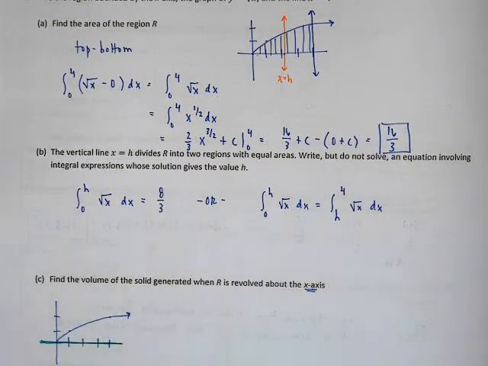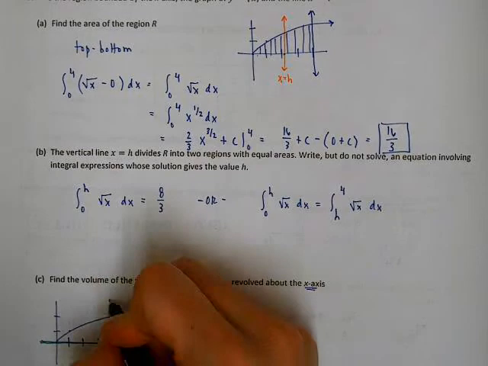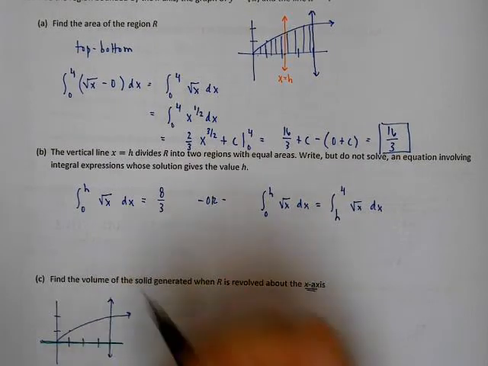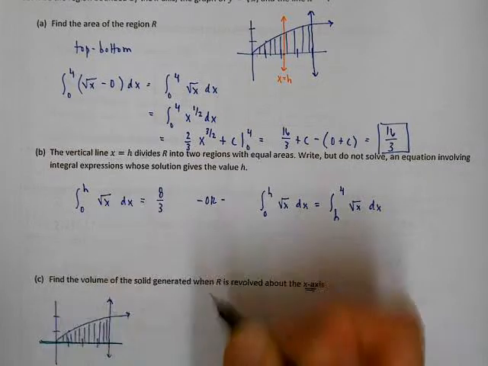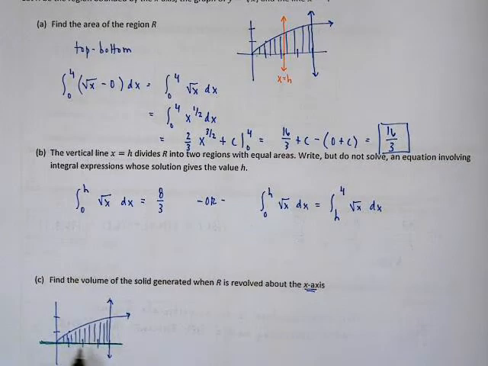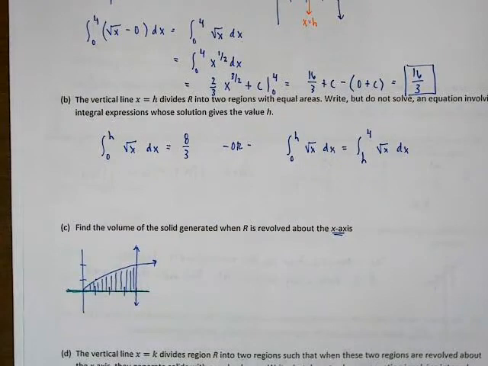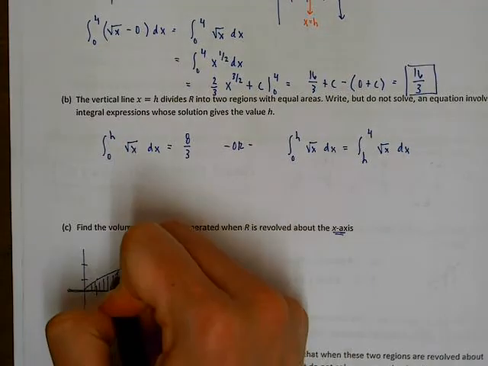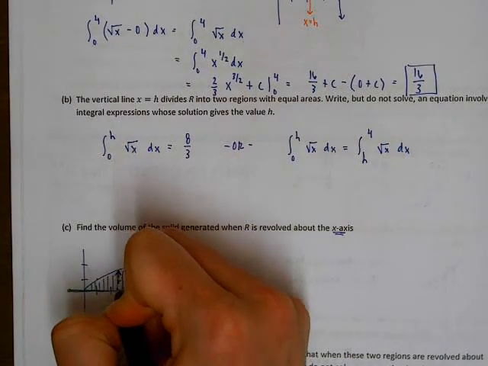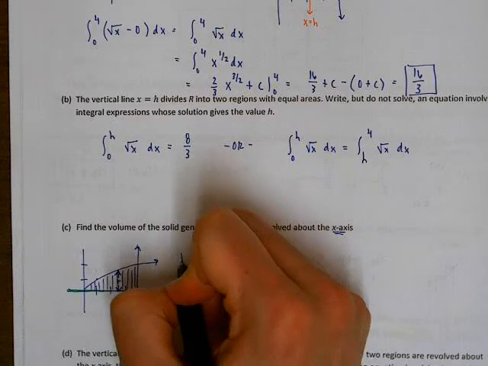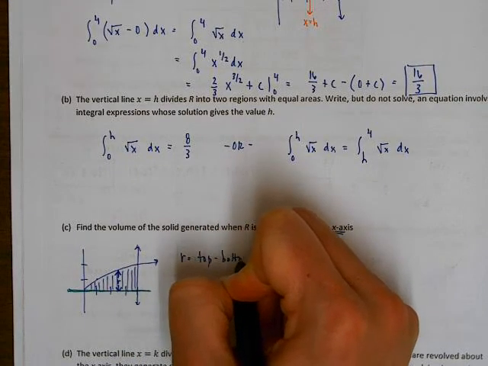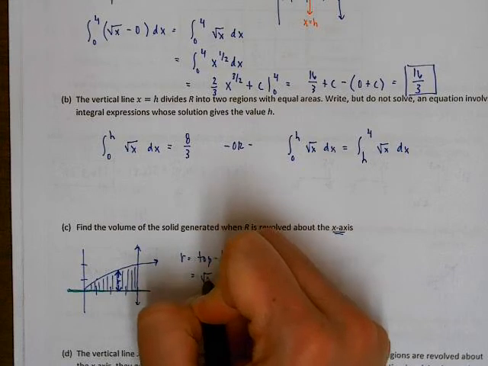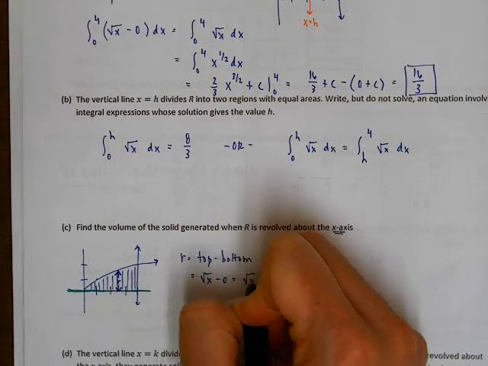Okay, it's the same region bounded by our vertical line x equals 4. So here's our region. And you can notice here, because that region butts all the way up to the axis of revolution, we're not going to have any holes. So we're just going to have one radius. Our radius is going to be top minus bottom, which is the square root of x minus 0, or just the square root of x.